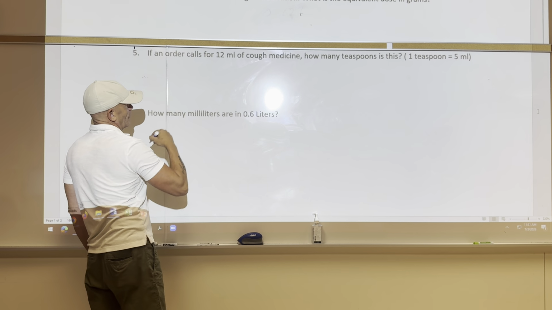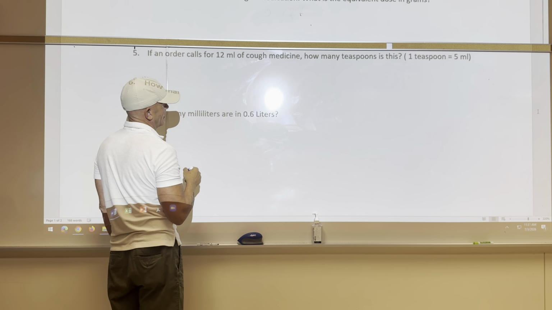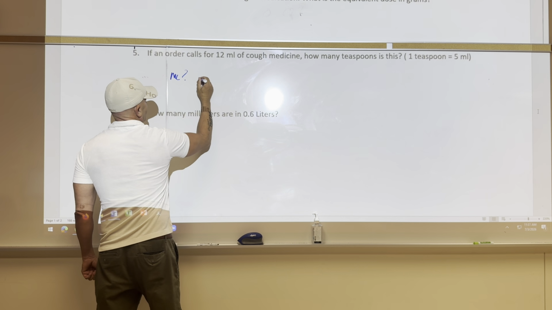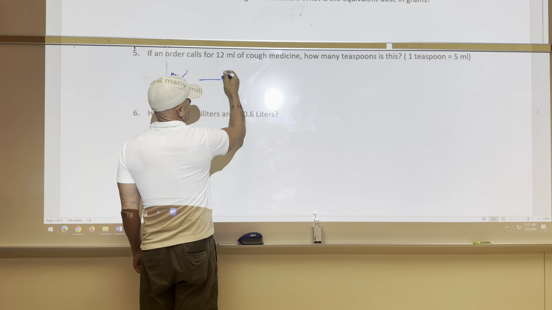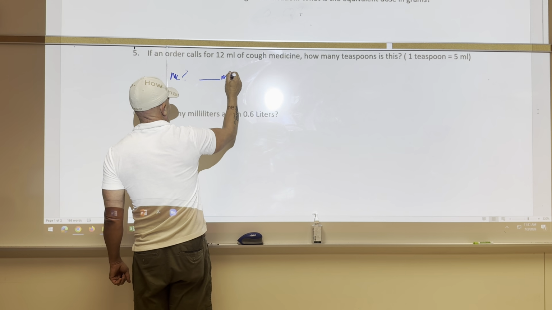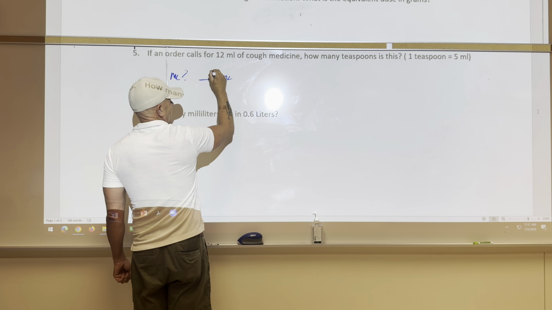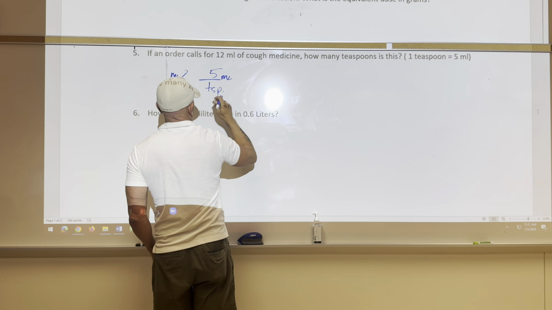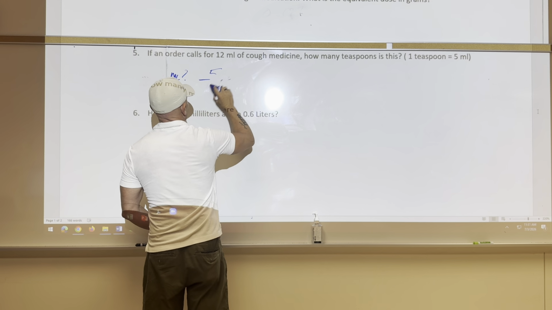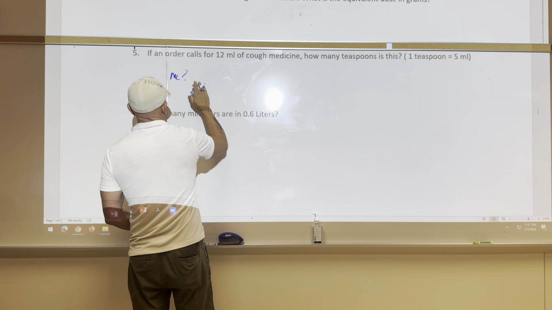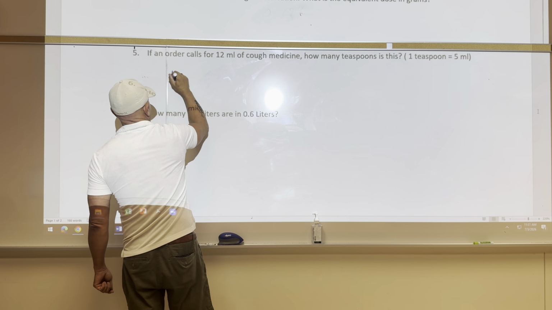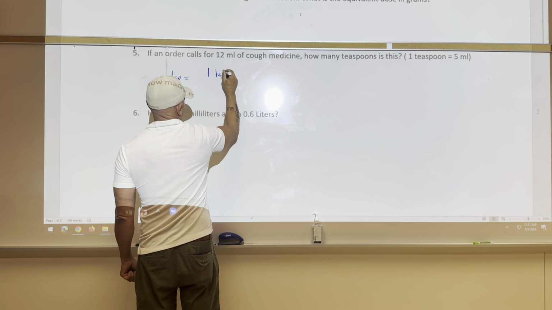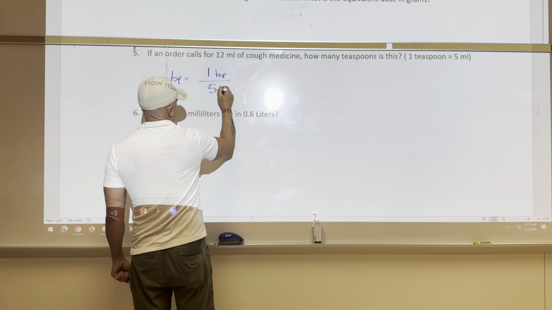If an order calls for 12 mLs of coffee medicine, how many teaspoons is this? 1 teaspoon equals 5 mLs. So we're gonna put here first, 1 teaspoon, 5 mLs. They've already given you that. We're looking for teaspoons. Alright, so 1 teaspoon equals 5 mLs.